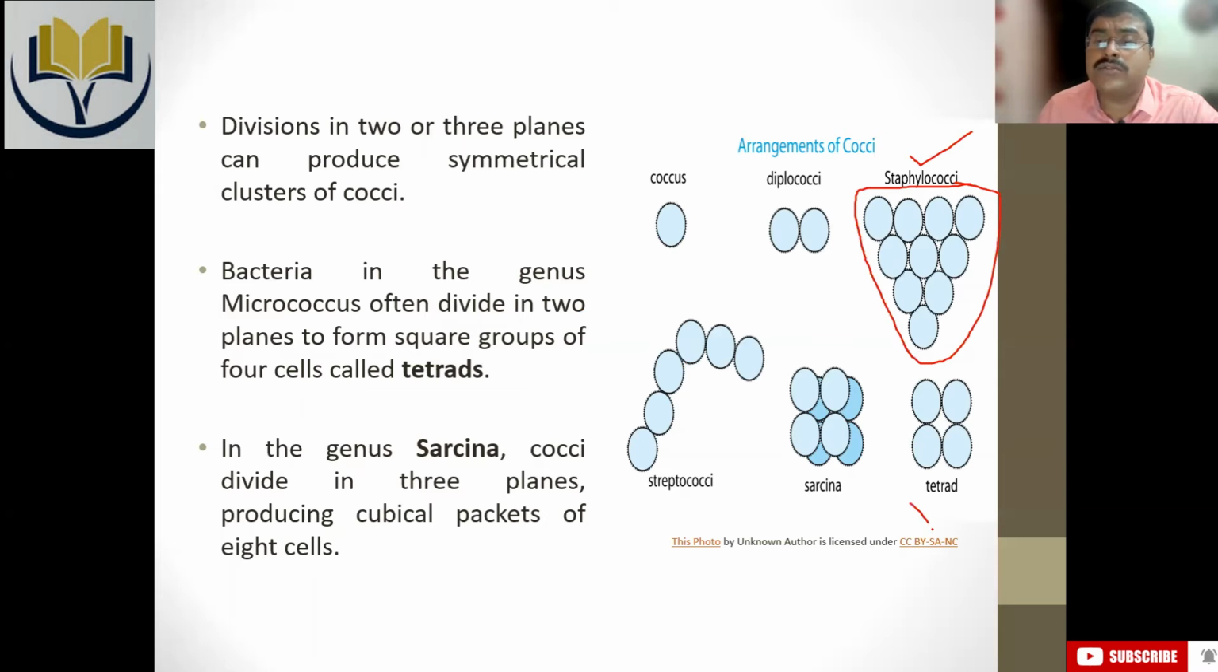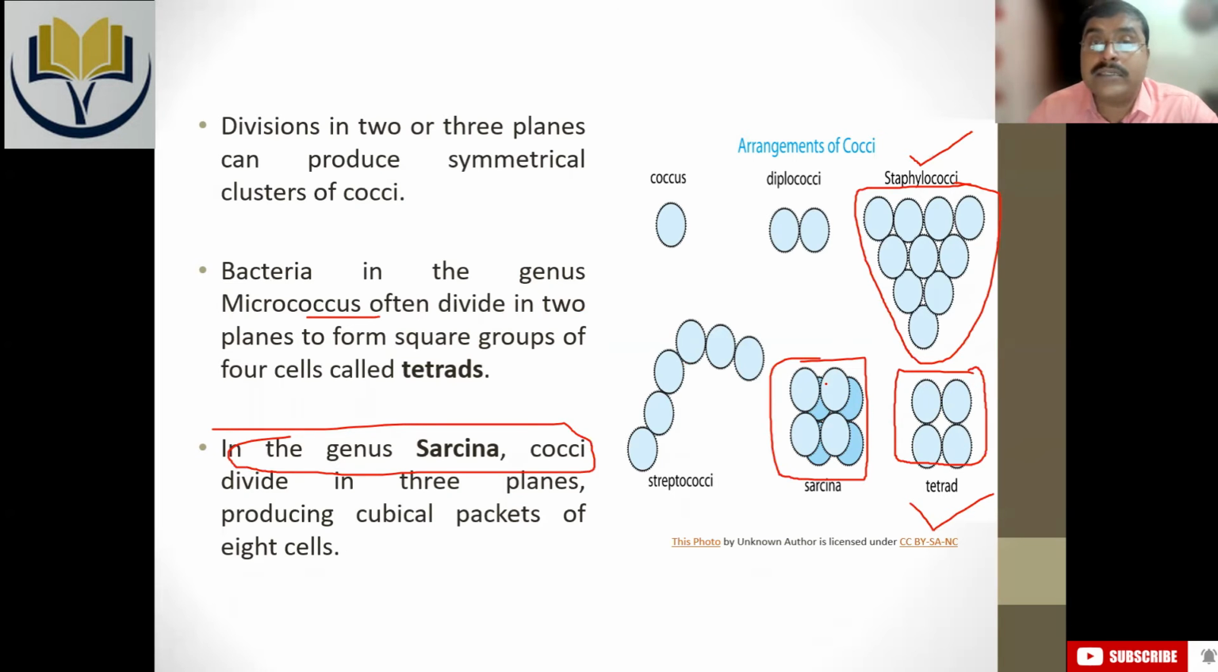So they are divided in a particular plane. Like the tetrad structure. In the genus Micrococcus, they divide in two different planes, and after division, they form a cluster of four bacteria, which is known as a tetrad. And in the case of Sarcina, the bacteria divide in three different planes, and at the end they produce a structure which looks like a cube consisting of 8 different cells. They are known as Sarcina.